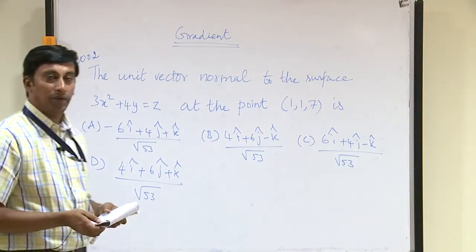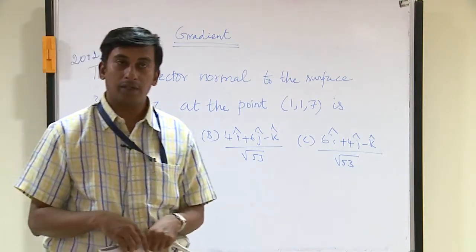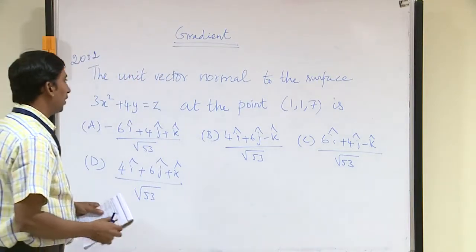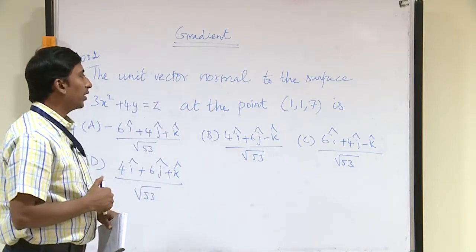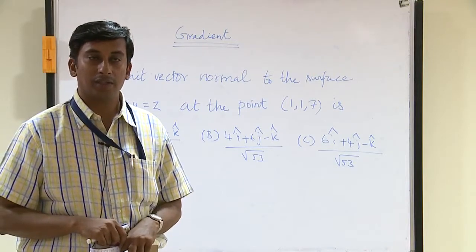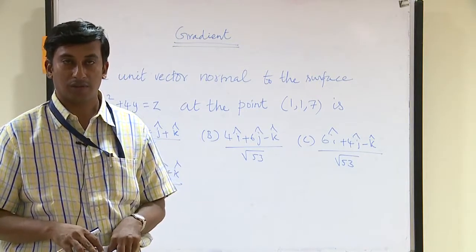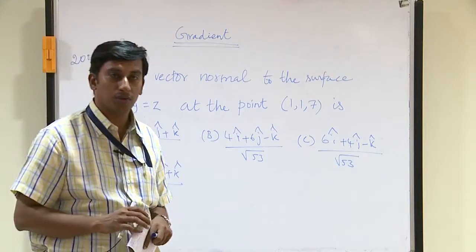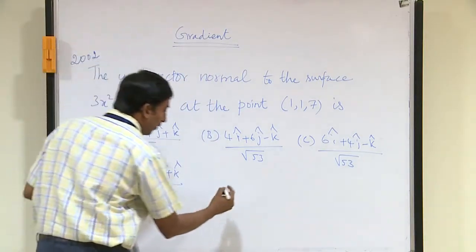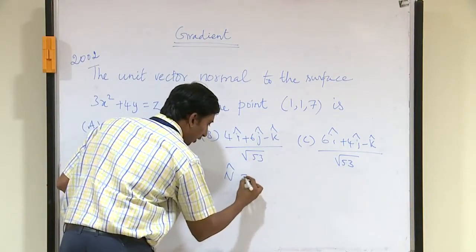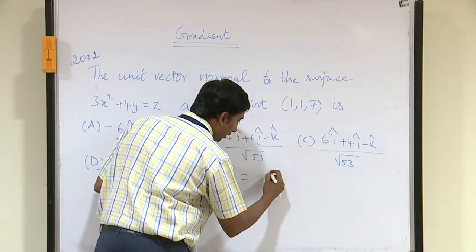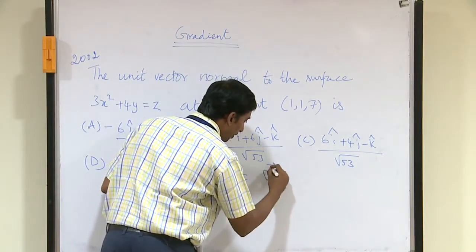So what we need to evaluate? Here again you need to evaluate gradient of phi. But what is being asked? We need to find the unit vector normal to the surface. As we saw in the definition, the gradient of the given function represents the normal to the surface. If you want to find the unit vector, what should you do in this case? The normal vector to the surface is n cap.